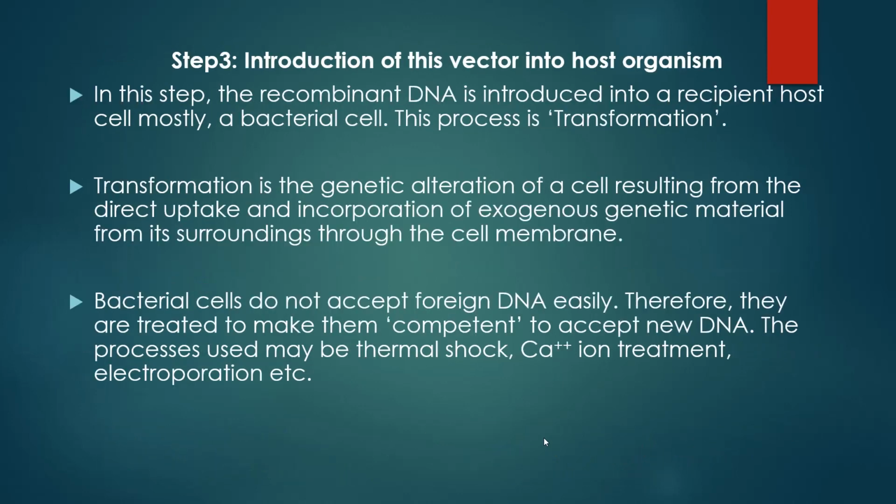And next, the third step is the introduction of this vector into the host organism. In this step, the recombinant DNA is introduced into a specific recipient host cell, mostly a bacterial cell, by using the process of transformation. Transformation means a genetic alteration of a cell resulting from the direct uptake and incorporation of exogenous, that means external, genetic material from its surroundings through the cell membrane.